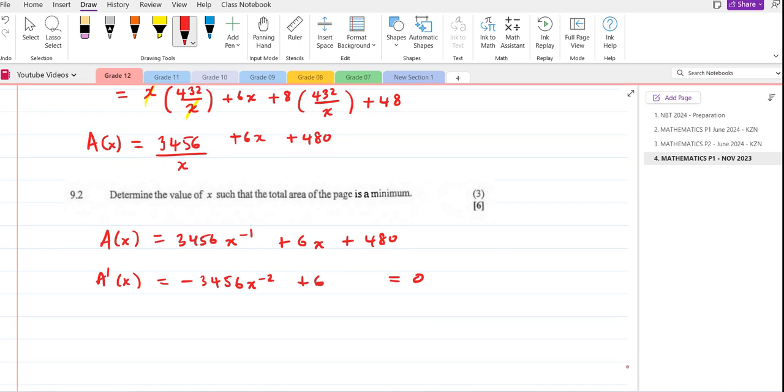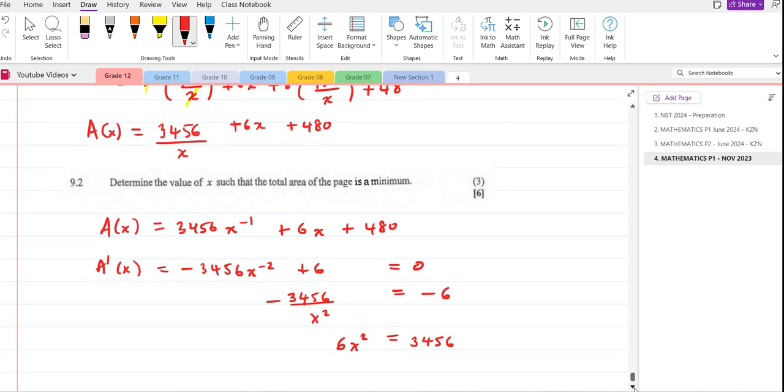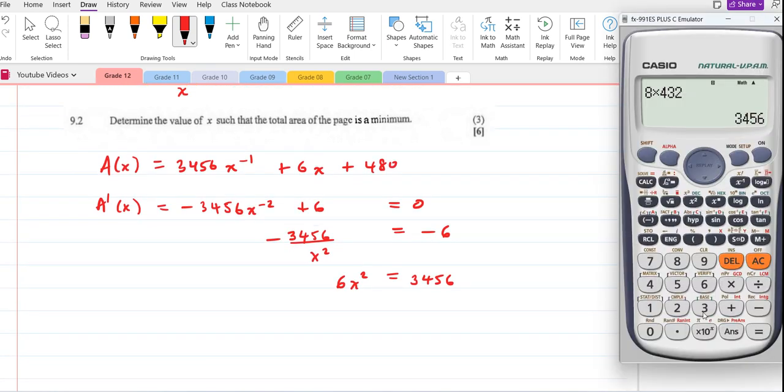Let's write it in standard form first. Actually, divide everything by -6. No, not really. We can just do this. Take the 6 over. We're getting -6. Over here we got 3456 over x squared, negative. Cross multiply. You got 6x squared equals 3456. Can I take 3456 and divide it by 6? 3456 divided by 6 is 576. So it does work out.